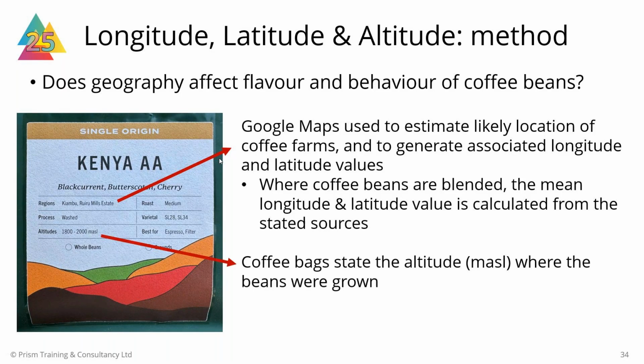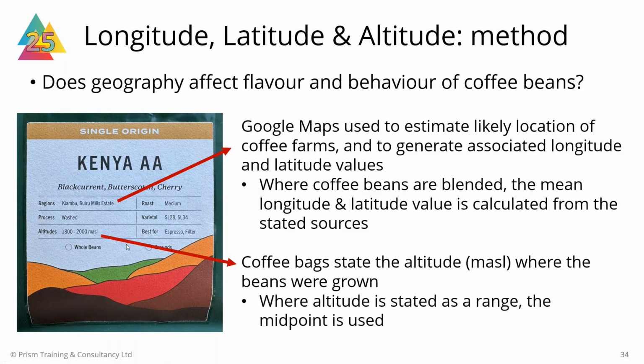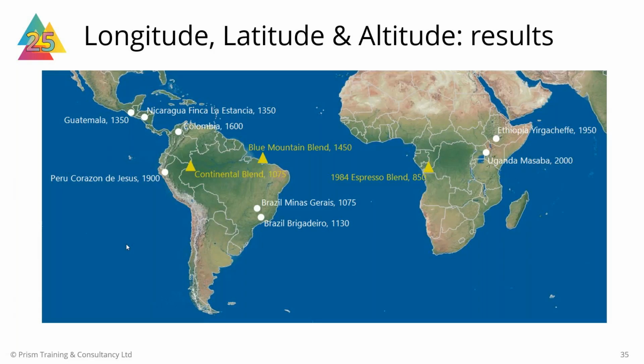The bags of coffee also tell me the altitude at which these beans were grown. And this one says it's 1,800 to 2,000 meters above sea level. So in the case where I've got a range of values, I just take the midpoint. So for this Kenyan one, I'd say this was grown at 1,900 meters above sea level. And this is what I found, that my coffees that I had in front of me were nicely geographically distributed across Central and South America, all the way over to Africa.